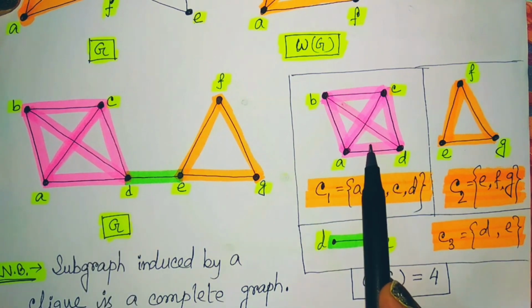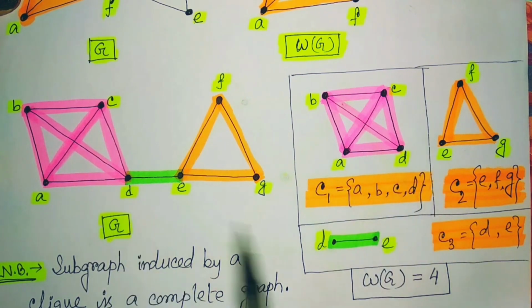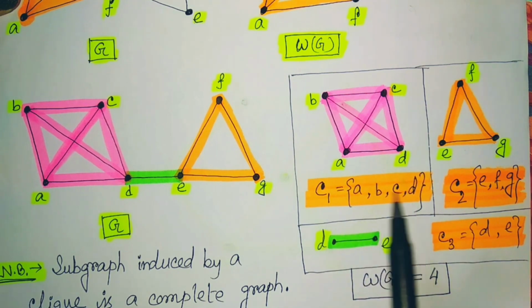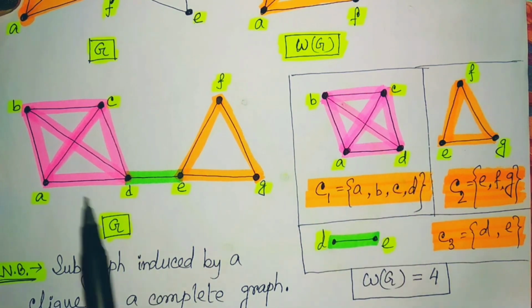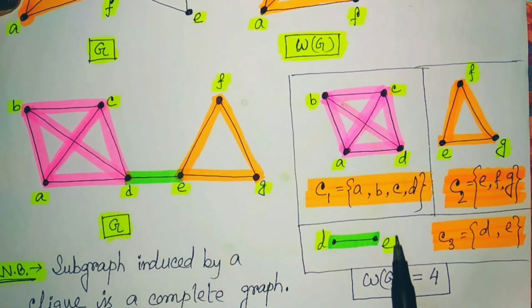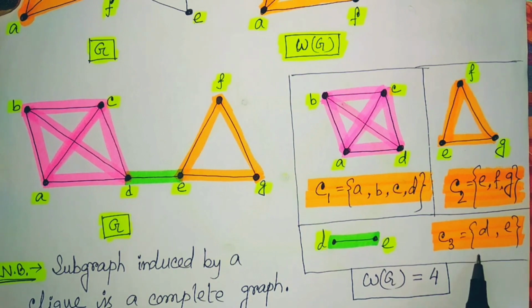So this one we can say is the clique for the given graph, and it is denoted by A, B, C, D. These are the vertices included in this clique. Not only these, but if we consider this one only, that means D and E, then it is again a clique.